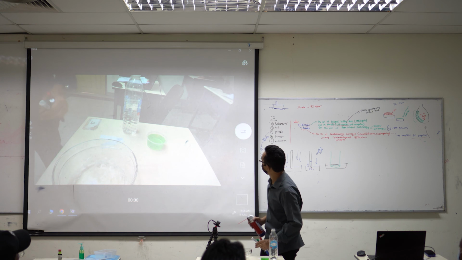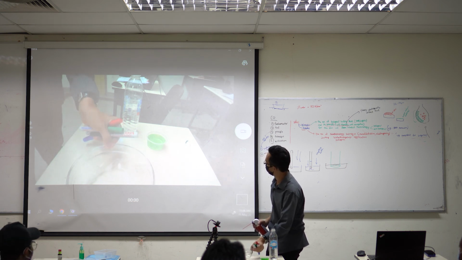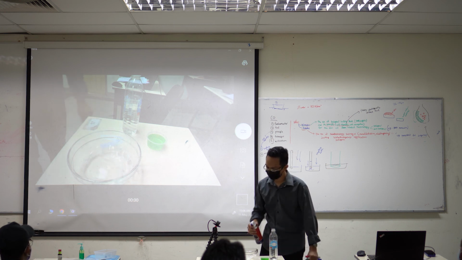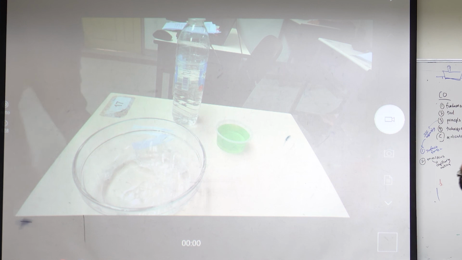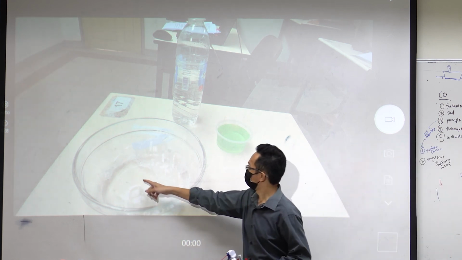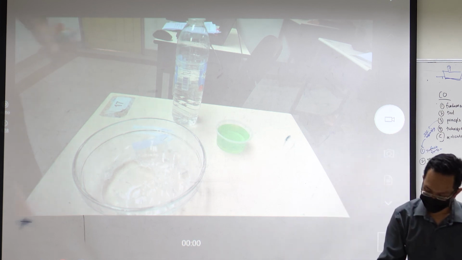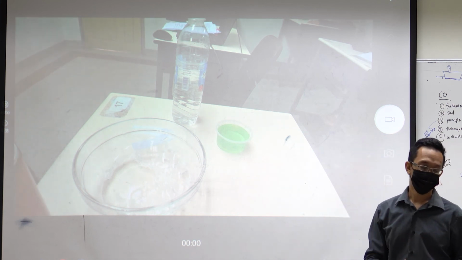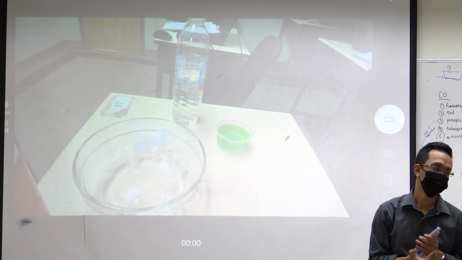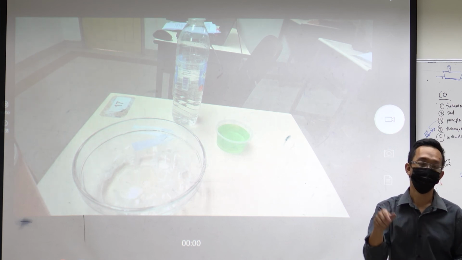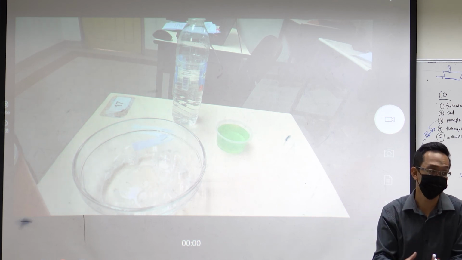Okay, you can see the bubble there. I put it in the middle, but you can see over time it goes to the side. Normally when you have a soup or whatever, when you order the soup in the shop, you see the bubble. Over time the bubble will go to the side rather than stay in the middle.